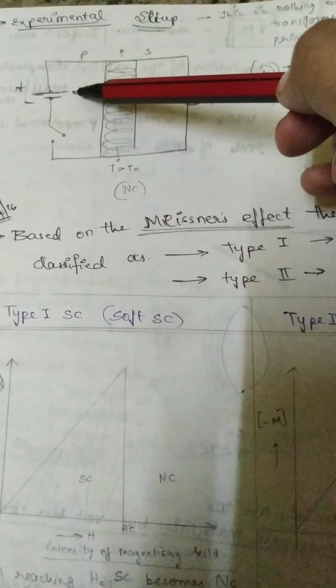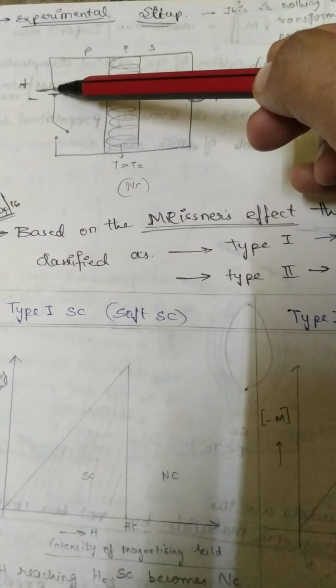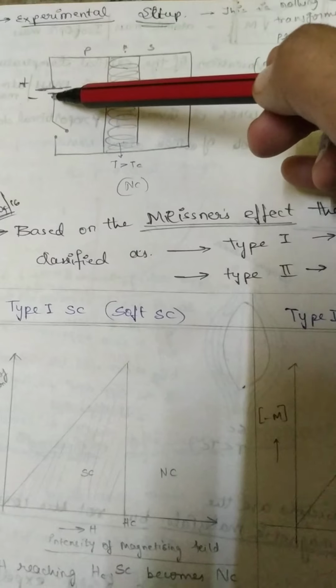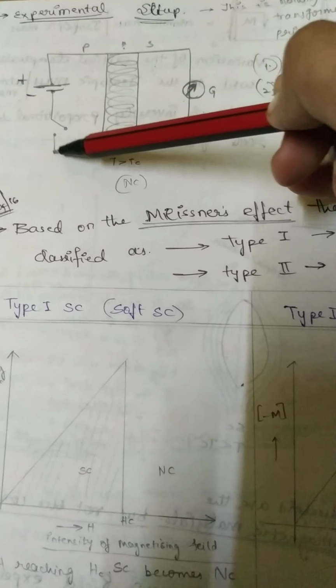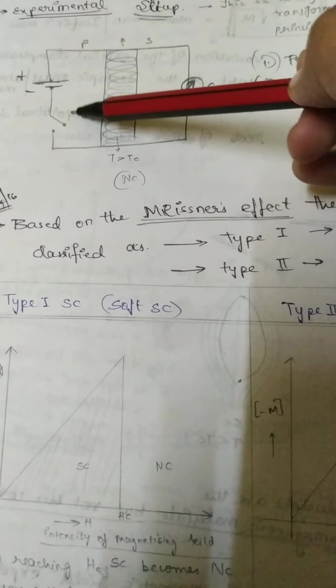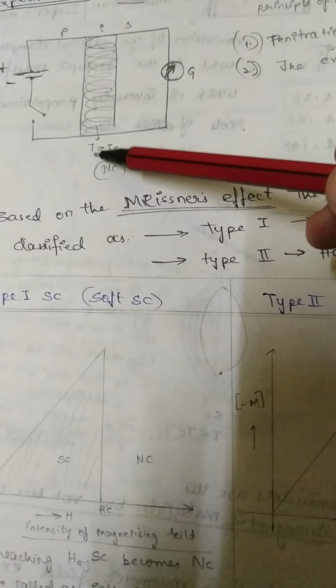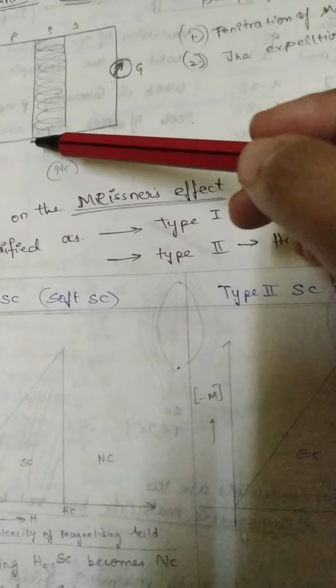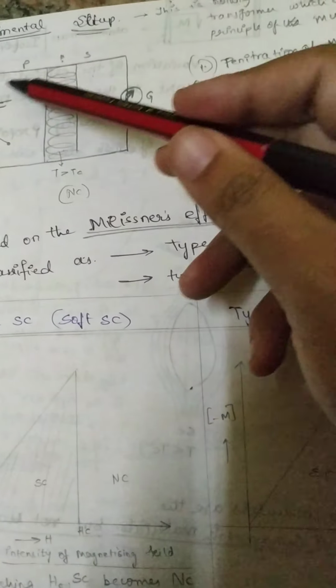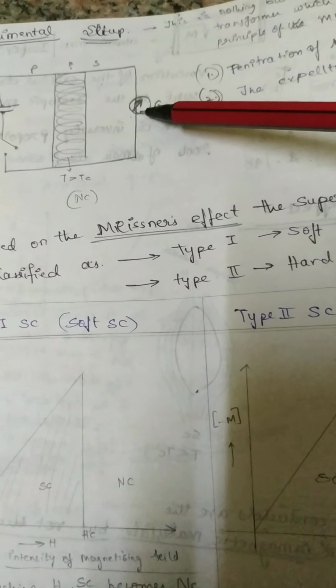This is connected to a battery, with the positive terminal to the primary side and the negative terminal currently switched off, like it has a switch. This is a normal conductor where T is greater than Tc. To measure the current flowing through the entire setup, we have the galvanometer.